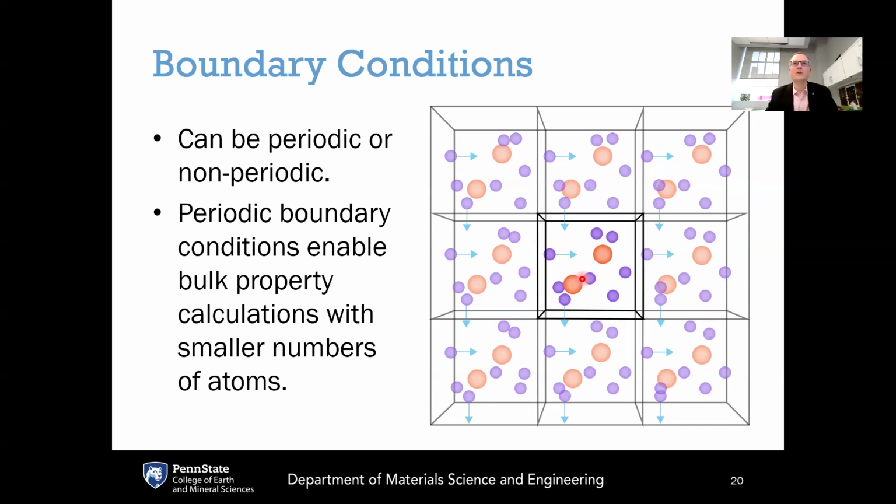And it's also important to make sure that the simulation cell is large enough so you don't have artificial interactions of, like, an atom interacting with a periodic image of itself across one of these periodic images. So it's important to make sure that the simulation cell is large enough so that doesn't happen.